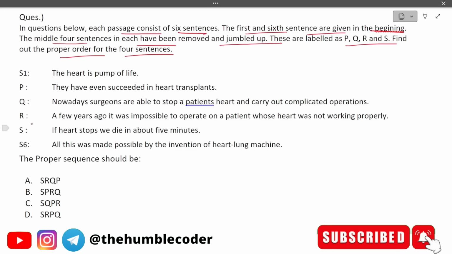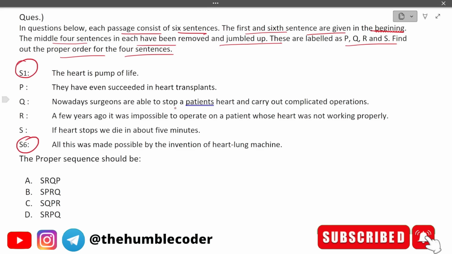See, we are given 6 sentences and it is told that S1 and S6 are in their correct sequences, but the sequence of PQRS is jumbled. Okay, so we need to rearrange all the sentences from PQRS to make them a meaningful paragraph. Okay, let's read these sentences first and at the end we will rearrange it. The heart is pump of life. They have even succeeded in heart transplant.